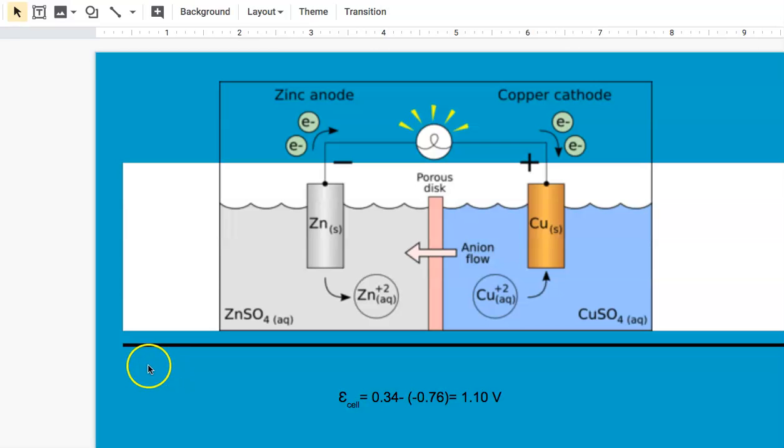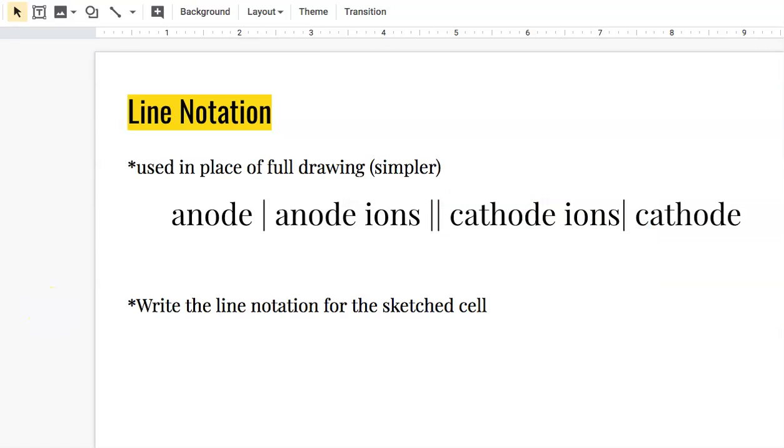Do you have it down? Our line notation will be zinc becomes zinc plus 2, and copper plus 2 becomes copper. So if we go here, it'll be zinc goes to Zn plus 2, and Cu plus 2 becomes Cu.